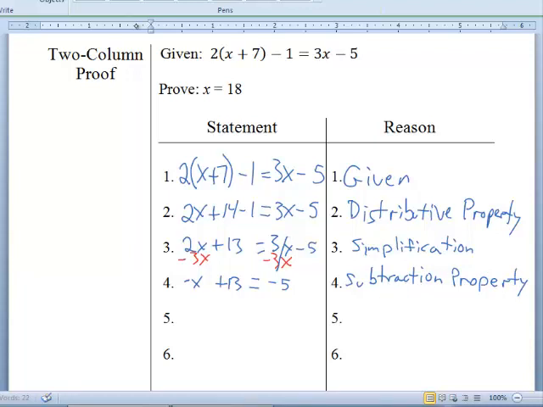What's our next step? What's the next thing we do to solve for x? We bring that 13 over, I subtract 13. So I have negative x, the 13's cancel out, is equal to negative 5 minus 13 is negative 18. All right, again, I did the subtraction property.